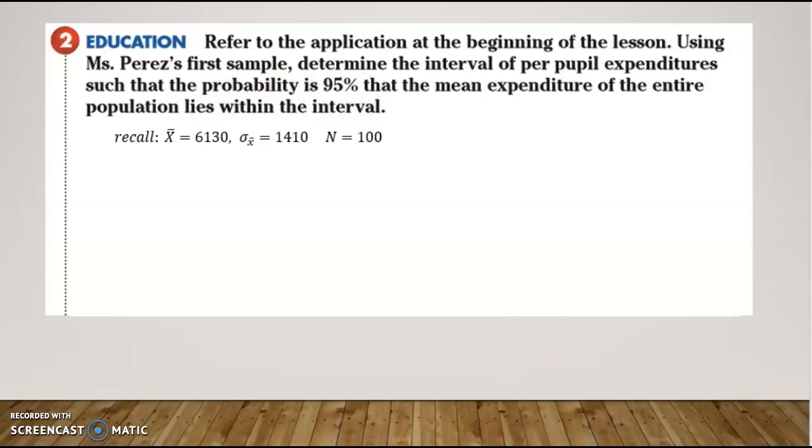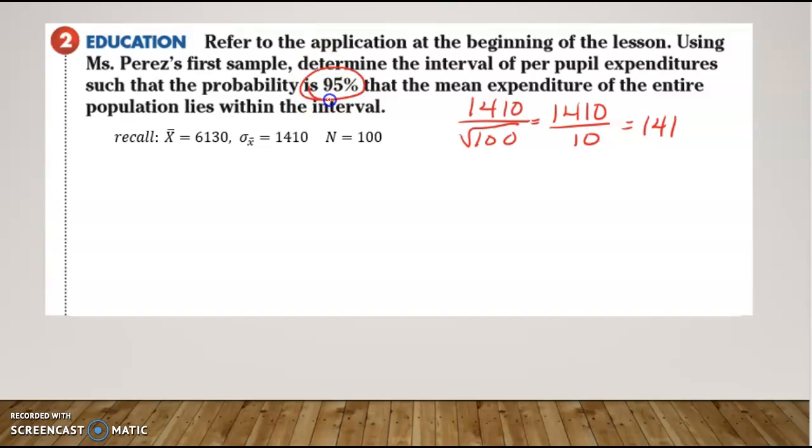Okay. Refer to the application at the beginning of the lesson. Well, here's all the information that we need. Determine the interval of per pupil expenditure such that the probability is 95% that the mean expenditure lies within the interval. Okay, so on an earlier slide, we did the standard error of the mean. I had 1410 over the square root of 100, which gave me 1410 over 10, or 141.